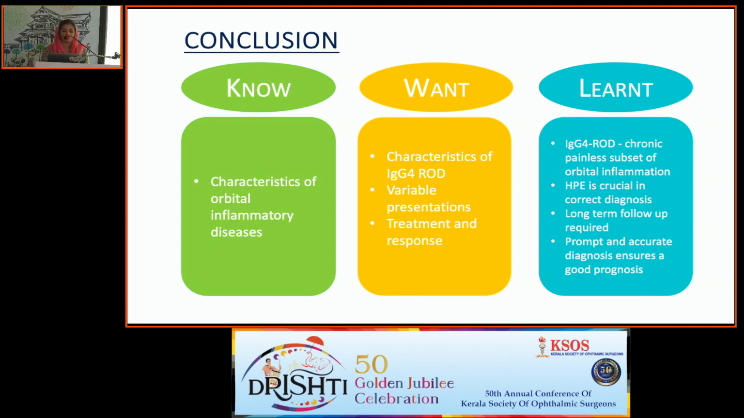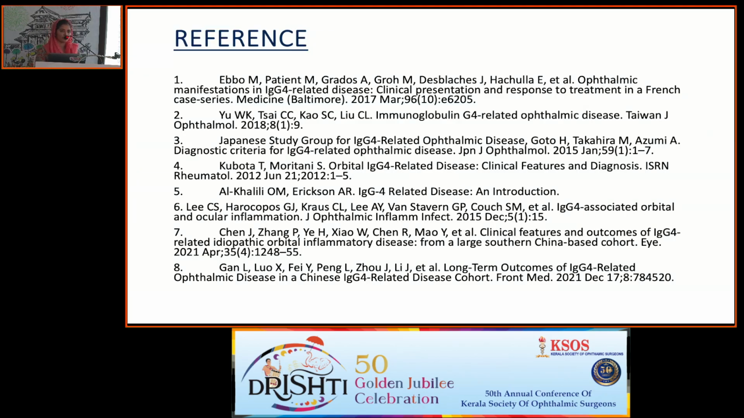So what we knew before the study was the characteristics of orbital inflammatory diseases, and what we wanted to know was the characteristics of IgG4 related ophthalmic disease, variable presentations, treatment and response. And what we learned with the study was that IgG4 related ophthalmic disease is a painless subset of orbital inflammation. HPE is crucial in correct diagnosis. Long-term follow-up is required, and prompt and accurate diagnosis ensures a good prognosis. These are my references. Thank you.